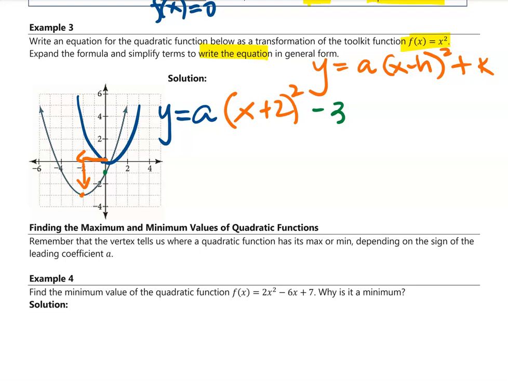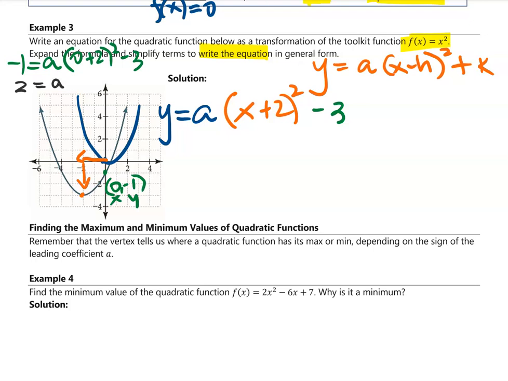This point is (0, -1). So this is your x, y. You can plug in x, y here to solve for a. So I'm going to do that on top here. So y is -1 equals a times x is 0 plus 2 squared minus 3. And then if I add 3 to both sides, it's going to be 2 equals a.